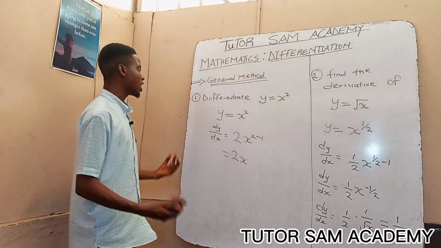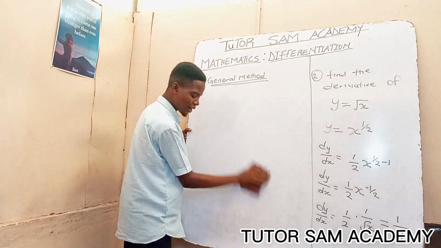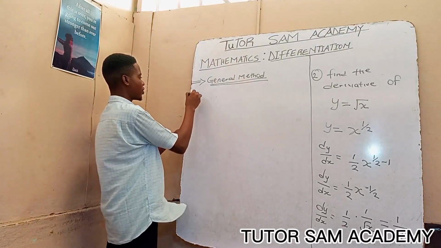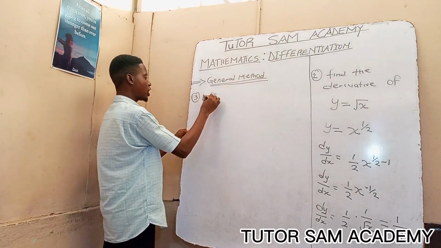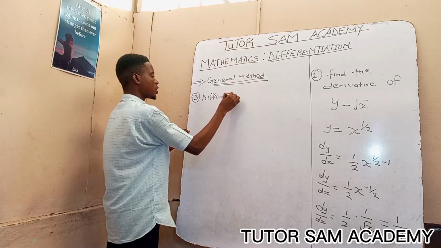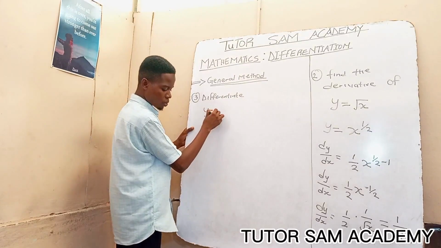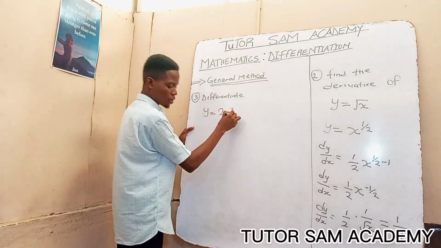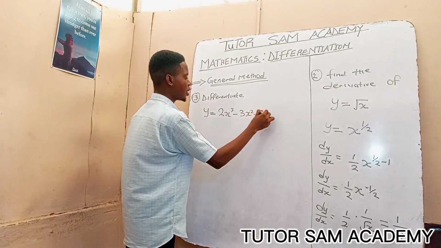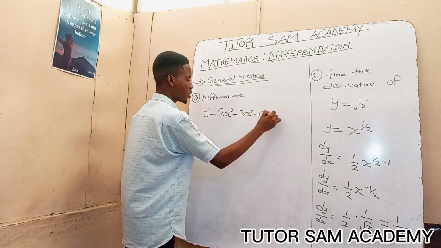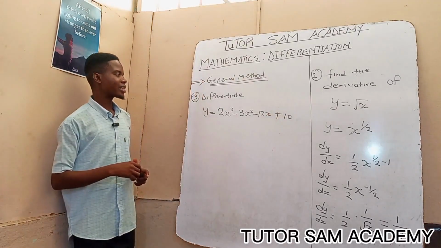One more example on the general method. Let's say you have to find the derivative of, this is example 3. Differentiate y is equal to 2x cubed minus 3x squared minus 12x plus 10. So this will be my last example on the general method.